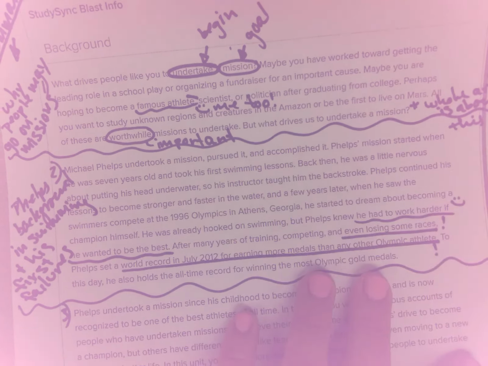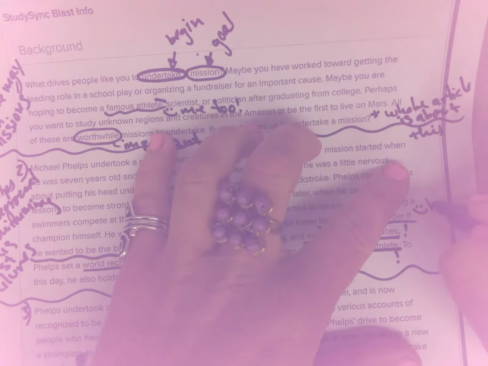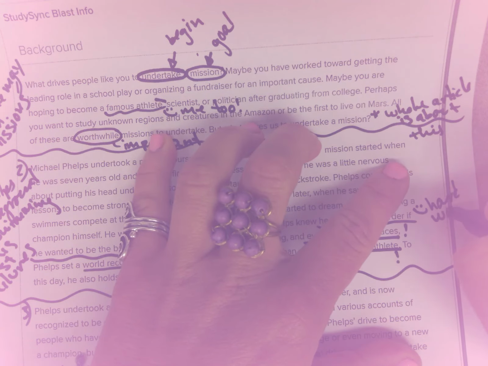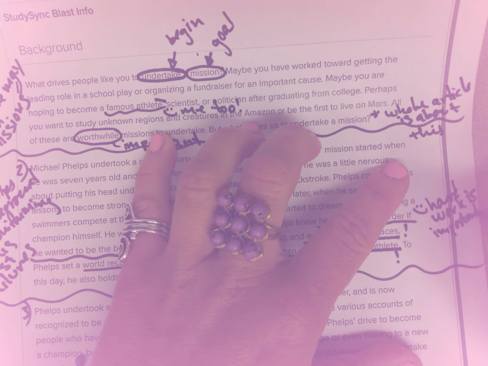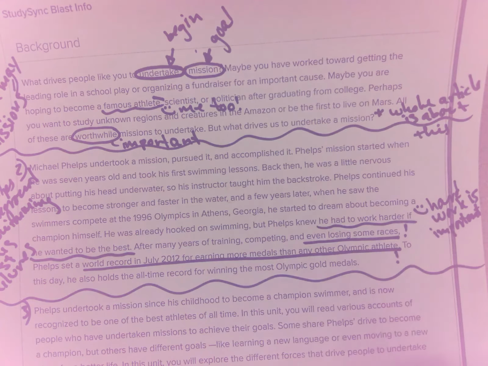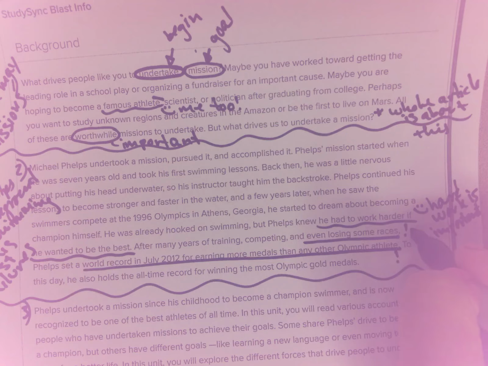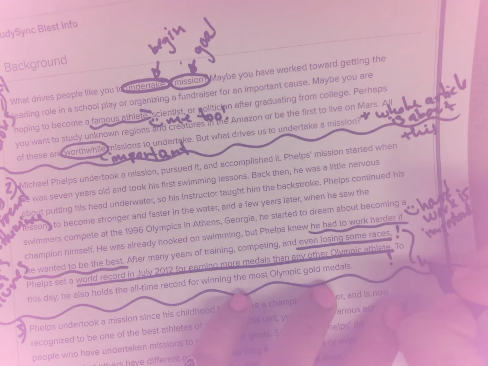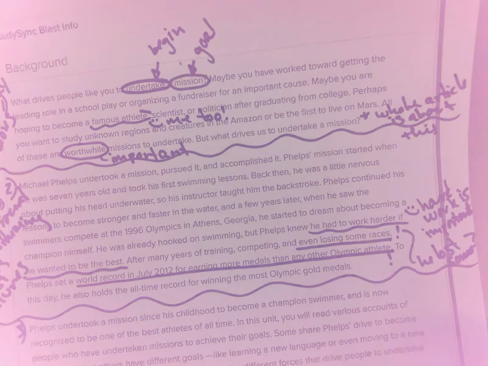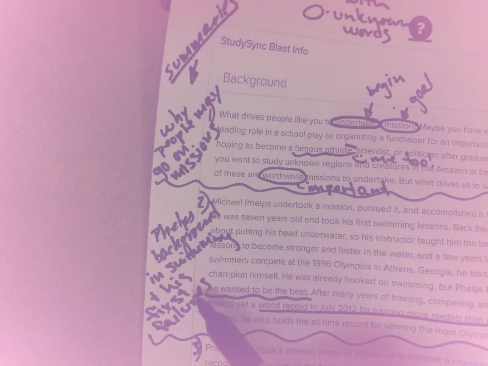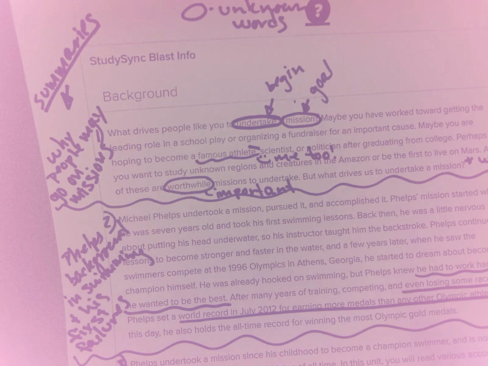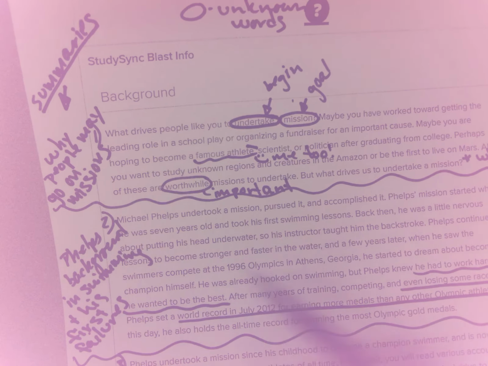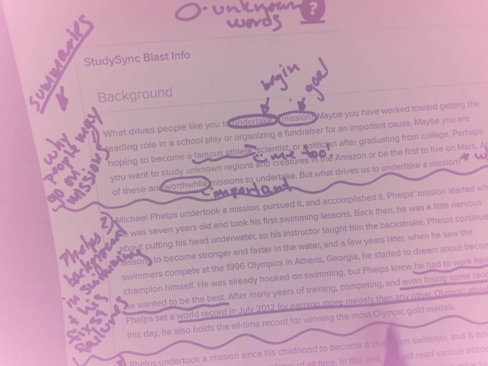I already put a smiley face, because you do have to work harder if you want to be the best. Hard work is important. Because remember, we have to explain what each symbol means. Even losing some races. I'm going to say he lost some. Okay, so we're annotating the text using these symbols. We're summarizing in the margins. There weren't really any words in here that I didn't understand. You might actually have some words in here that you didn't understand.